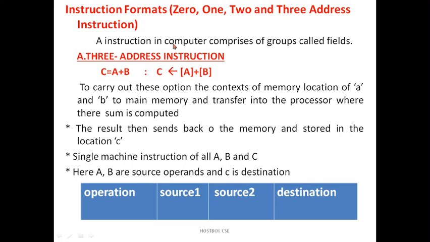You know an instruction in a computer comprises groups called fields. I already discussed it in the previous session also. First one, the 3 address instruction. Let's assume that we have a statement C = A + B, and I told you please compare this with C programming for understanding in a better way. So C = A + B is there.